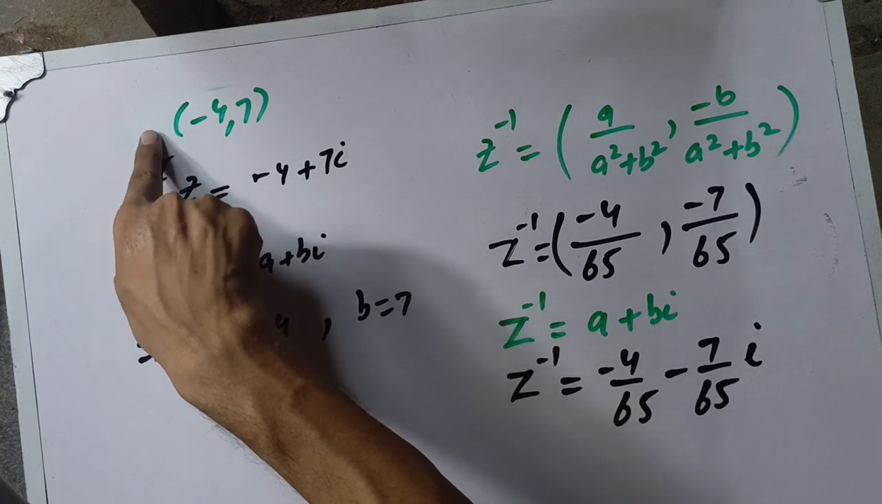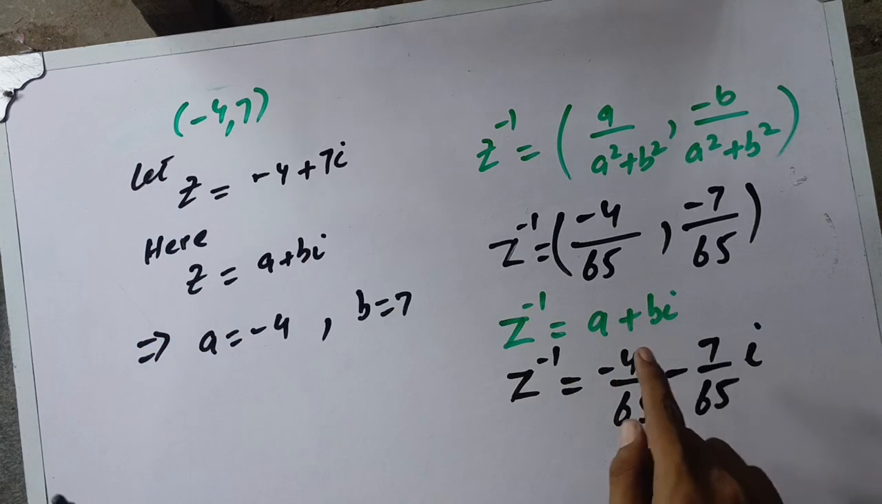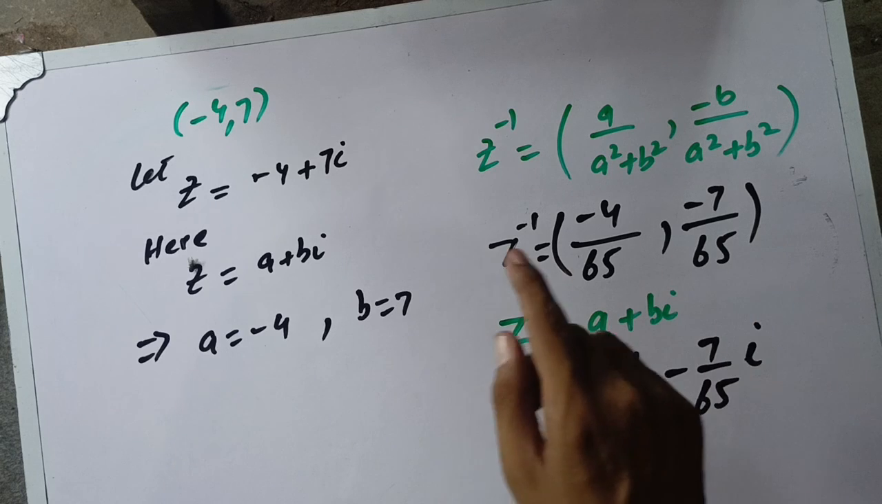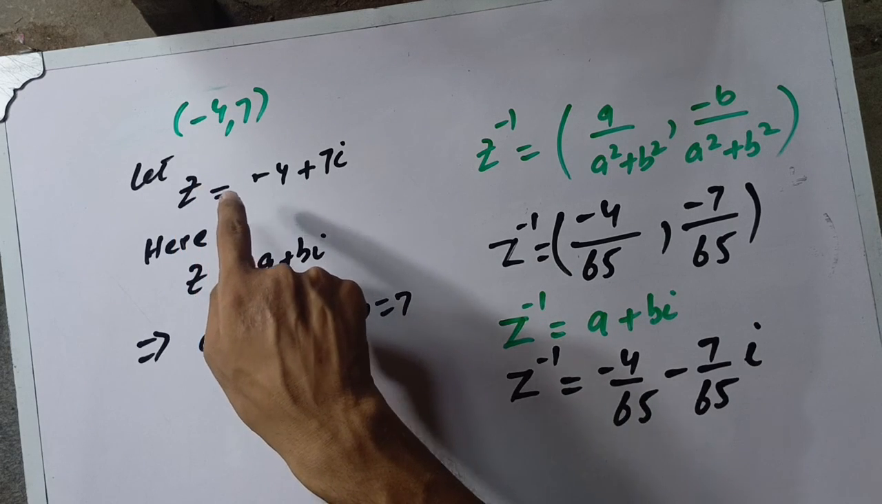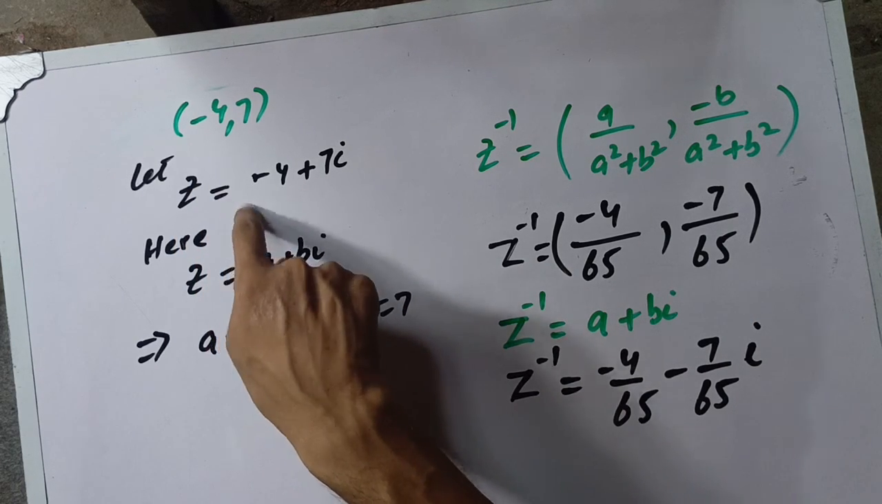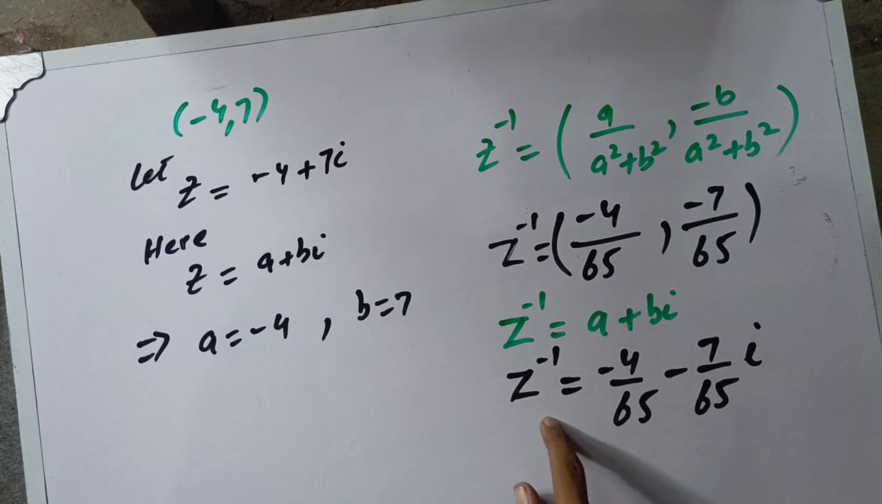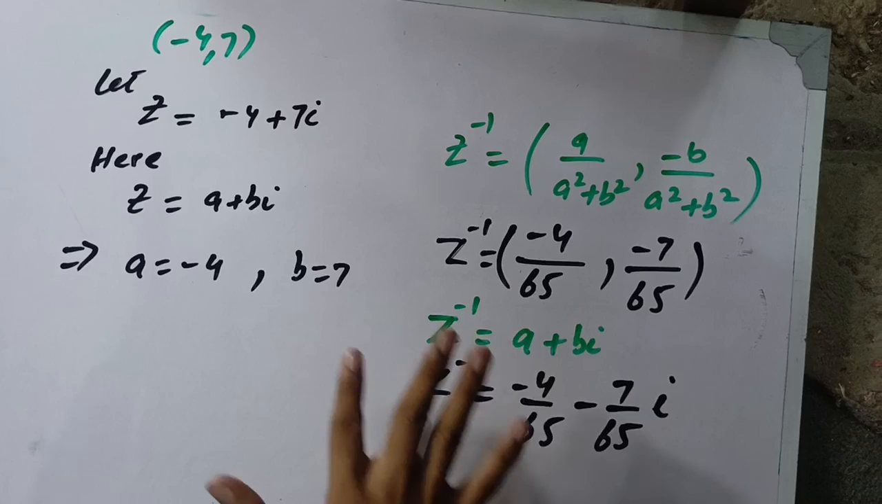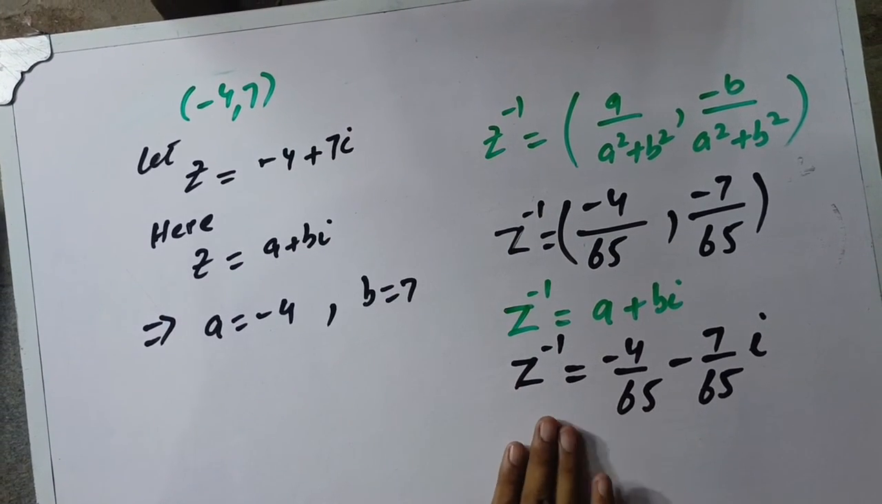So the inverse of this complex number is this, and it is in the standard form. The complex number z has the inverse z inverse, as mentioned here in the standard form. So the required answer for this complex number is here.